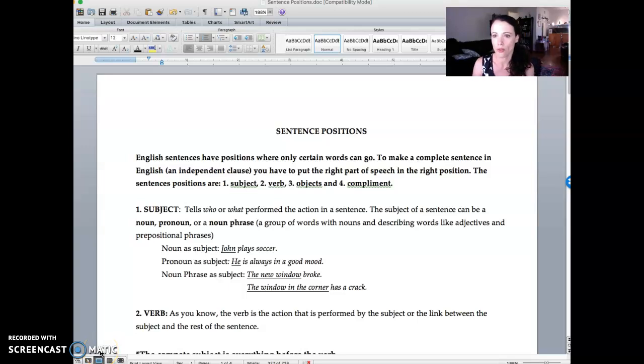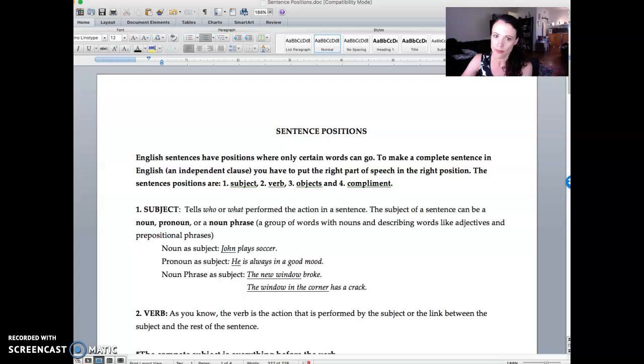So up until now, we focused on parts of speech, which are like the building blocks of a sentence. Now we're going to talk about sentences, what makes good sentences. So you have this handout. Please read along with me, and when I give extra information, take notes, just like you would if you were in class with me, okay?